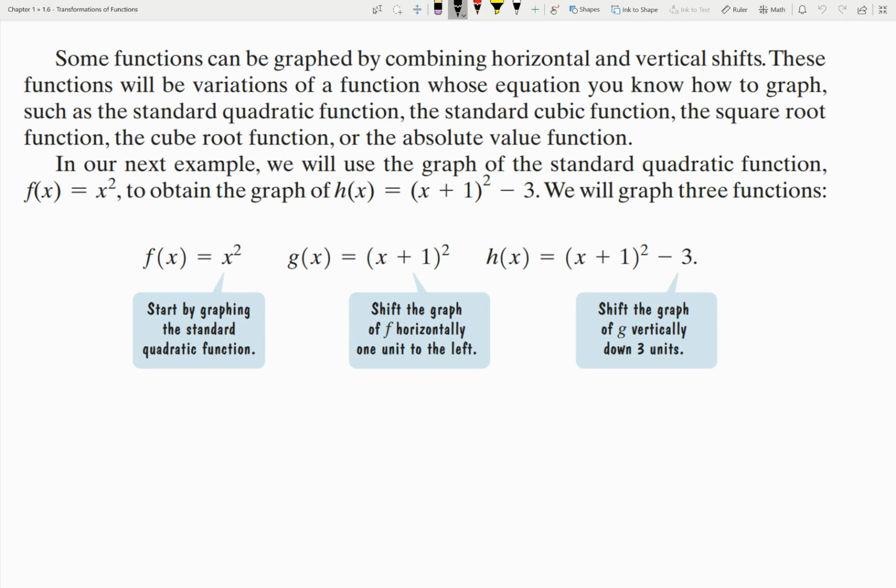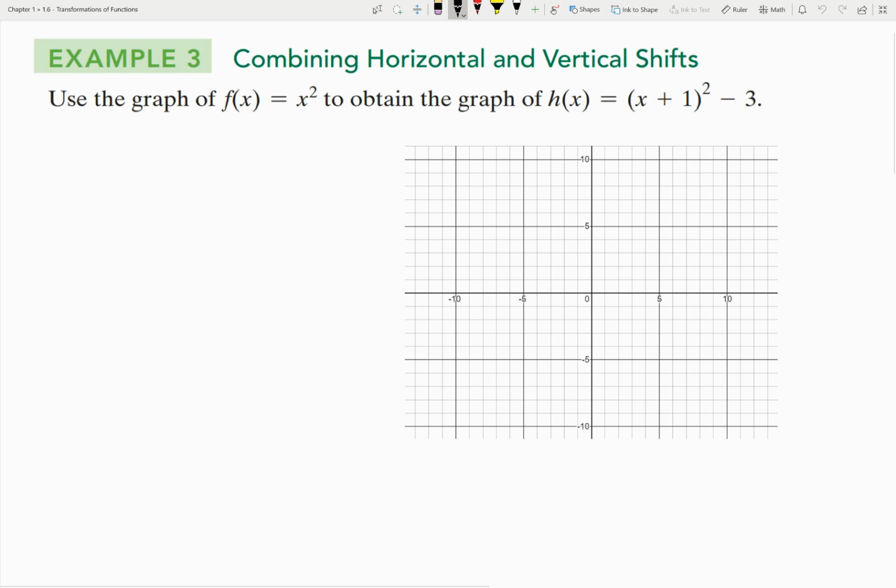Now, some functions can be graphed by combining horizontal and vertical shifts. These functions will be variations of functions whose equation you know how to graph, like quadratics, cubics, square root, cube root, all the functions in the past. Except we're going to do more than one shift. We're going to shift it up or down and left or right. So we're going to do two things at once. Let's see what it looks like.